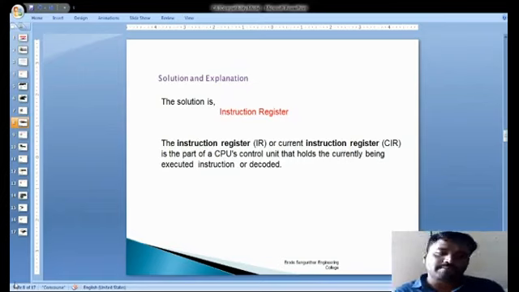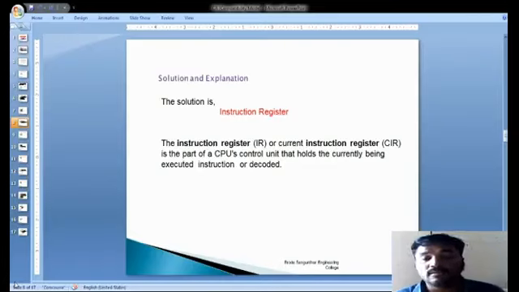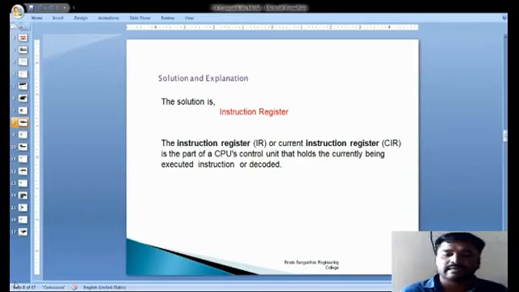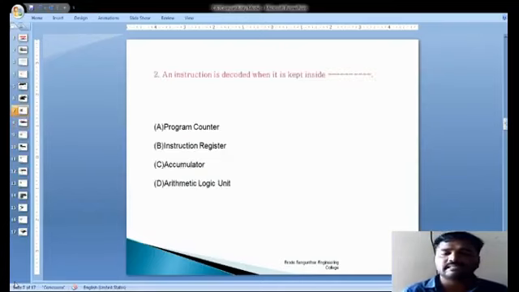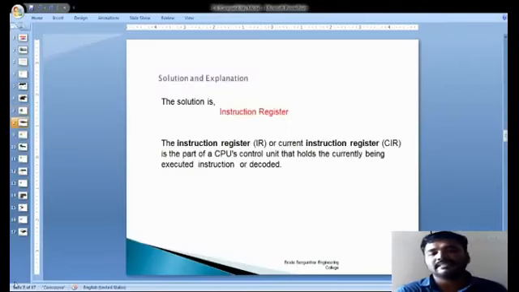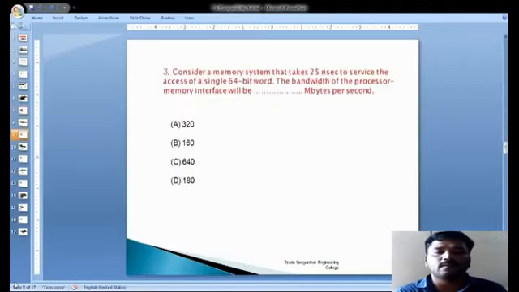Suppose n number of instructions are taking place in a particular pipeline. The instruction decoder's work is to find the currently running instruction in a particular sequence of instructions. So the best answer is that an instruction is decoded when it is present inside the instruction register.